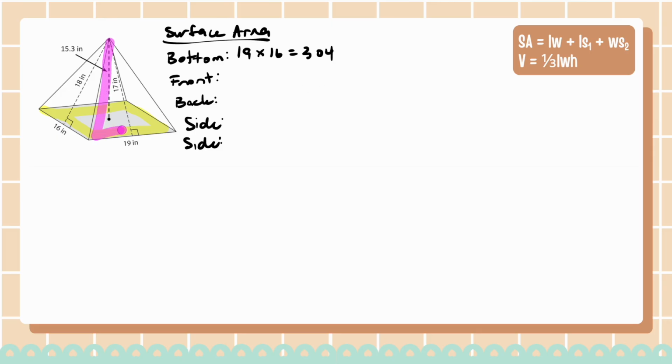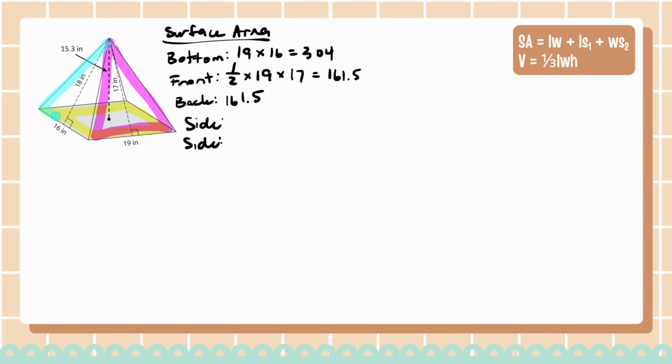For the front triangle, we're going to do 1/2 times the base of the triangle, which is 19, times the height of the triangle, which is this slanted height right here. That's going to be 17. All of this multiplied gets me 161.5. The front is 161.5. That means the back is as well.